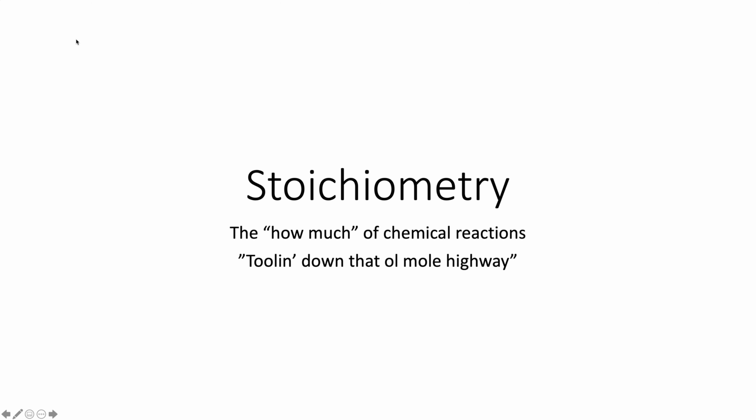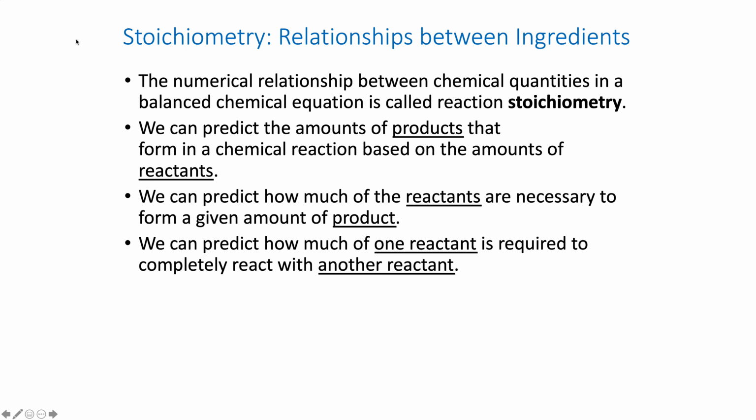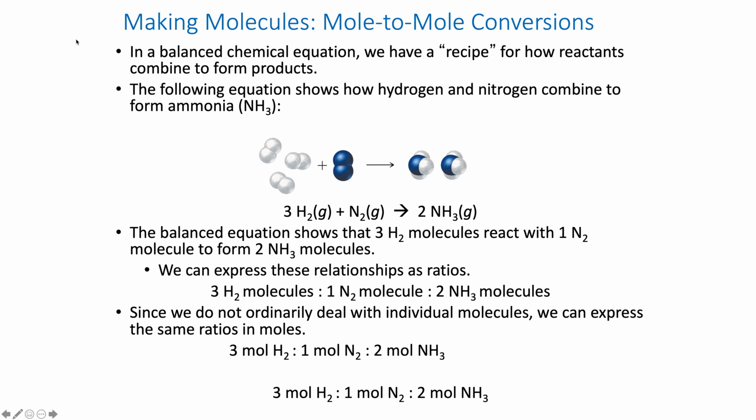Stoichiometry is the how much. Right, so like I said, it's the math part of chemical equations where we're going to marry the mole concept. So this is what it is, all right? And you can use the balanced chemical equation to predict amounts of reactants and products, right? And if A reacts with B, how much of A is necessary to get B, and how much of B comes from how much A, exactly, right?